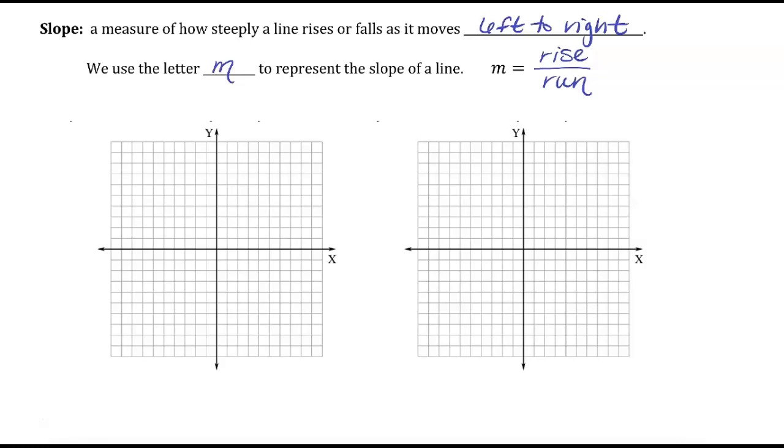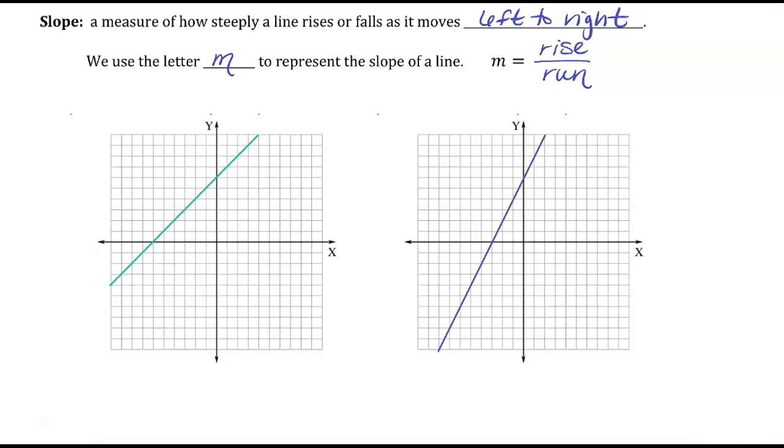Let's start by looking at two lines. In some ways, these two lines are similar, and in others, they are different. Both lines, as we move from left to right, go up. That is, they both have a positive slope. But the second one, the blue one, is steeper than the green one. That means that we have a greater positive slope with the second one and a lesser positive slope with the first one. Let's look at 2 points on the first graph.